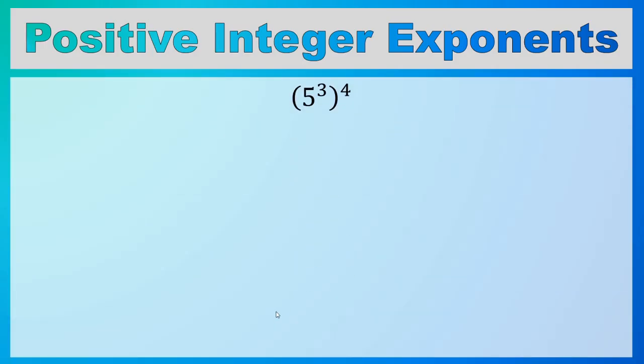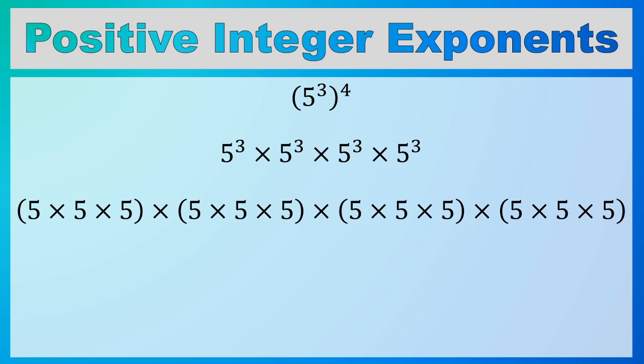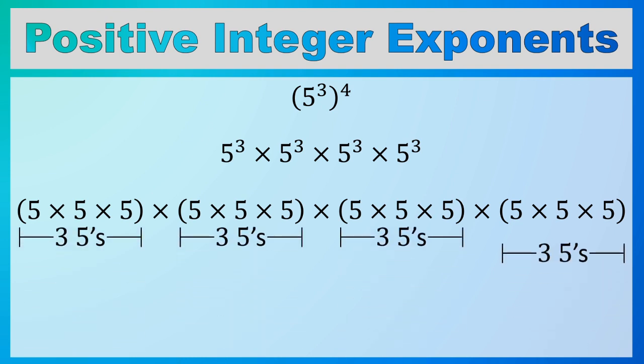5 cubed and that to the 4th power. Based on the definition of exponentiation as repeating multiplication, we get 5 cubed multiplied by itself 4 times. Again, using the definition, 5 cubed is equal to 5 times 5 times 5, 5 multiplied by itself 3 times. In each of these, we have 3 5s.